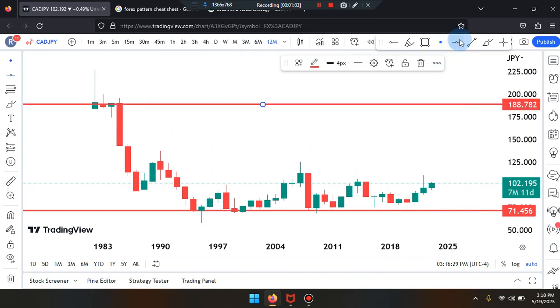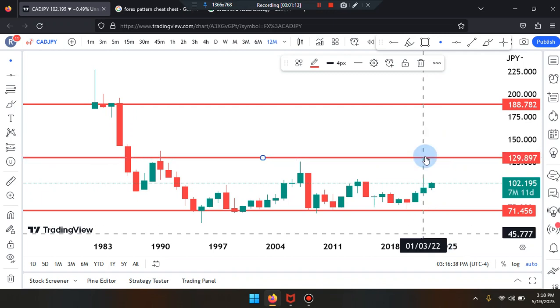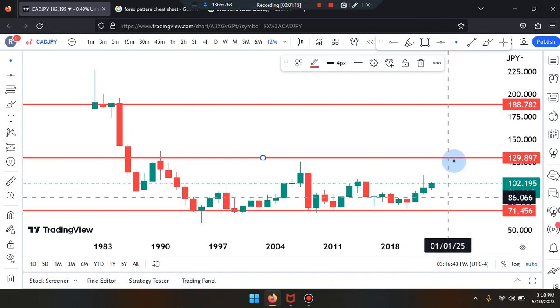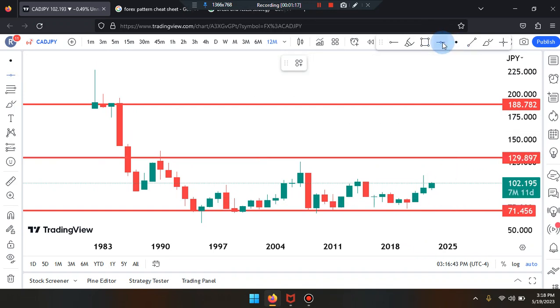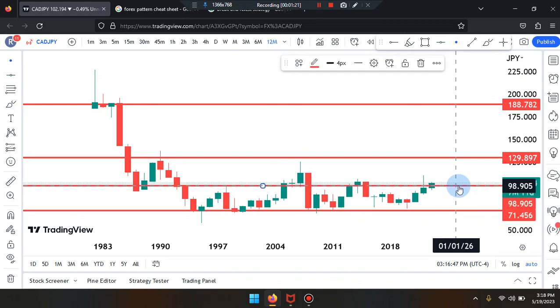188.782. Before tagging that area, it can tag the midpoint, which would be at 129.897. And we also add second level lows, and that will be placed between the midpoint and the lower lows of structure at 98.905.